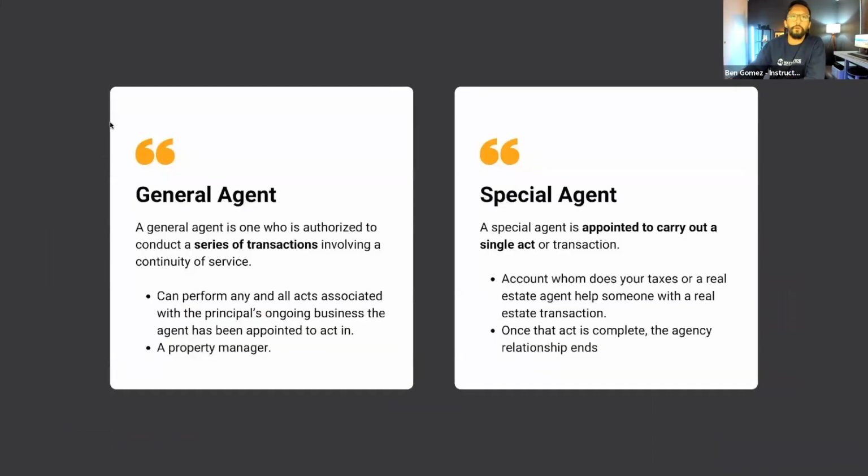When it comes to power of attorney, we want to know general and special. A general agent is authorized to conduct a series, multiple things. Special is to appoint and carry out a single act, one single act. In the example I just told you about the uncle and the nephew in India, he was a special agent. He had a power of attorney to do one act, which was sell the property. That's what he had the authority to do. General, multiple; special, one. However, you got to remember that.